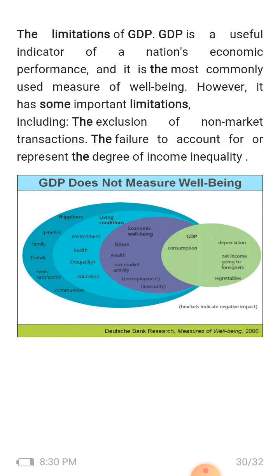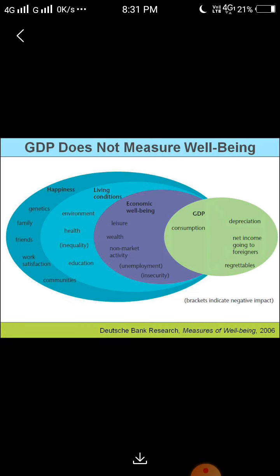GDP and welfare. The limitations of GDP: it is a useful indicator of a nation's economic performance and is the most commonly used measure of well-being. However, it has some important limitations, including exclusion of non-market transactions and failure to account for the degree of income inequality, right? GDP does not measure well-being.